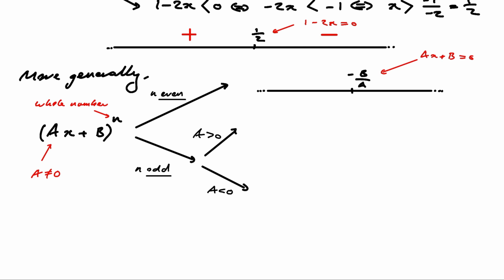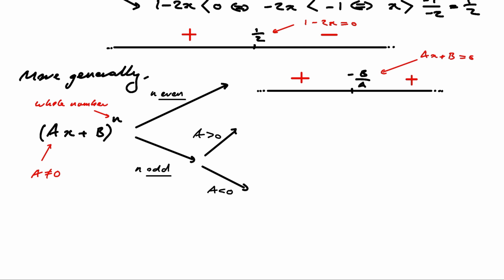What about on either side? Well, if n is even, it doesn't matter what ax plus b is. Raising anything to an even power is always positive. Right? 1 squared, minus 1 squared, they're all the same. It's all positive. So if I'm raising it to an even power, it's simple. It's plus on both sides. And when I say plus here, I mean strictly greater than 0. You're 0 at minus b over a, but on either side, you're strictly greater than 0.